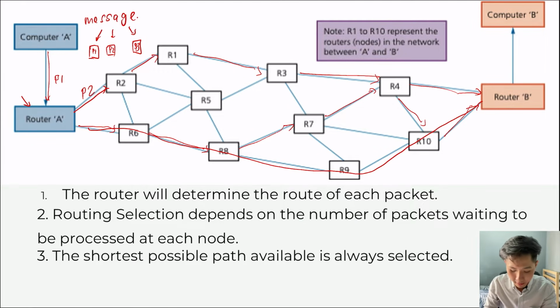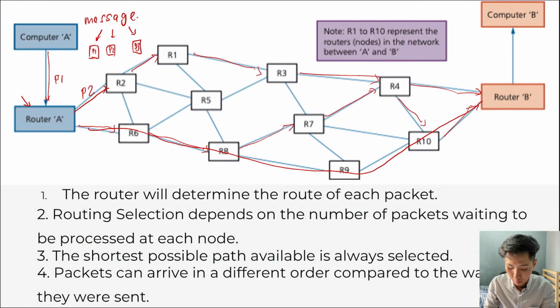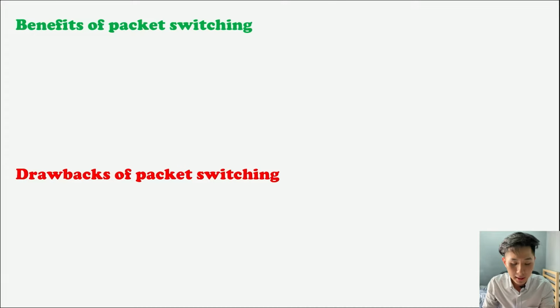And lastly, packets can arrive in a different order compared to the way they were sent. Remember, eventually they will be reordered using the sequence number in the header, so it doesn't matter which packet arrives first. So that's packet switching, the essence of it. And in the exam, they might ask you what are the benefits and what are the drawbacks of packet switching.